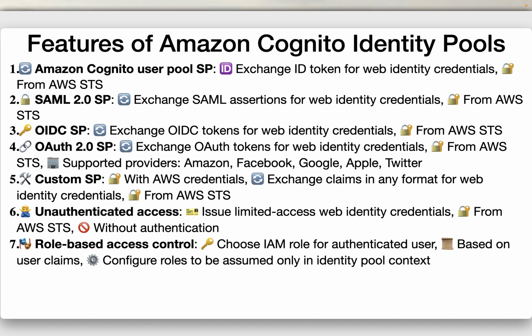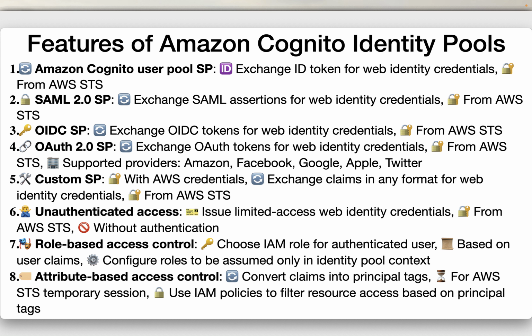Role-based access control: choose an IAM role for your authenticated user based on their claims and configure your roles to only be assumed in the context of your identity pool. Attribute-based access control: convert claims into principal tags for your AWS STS temporary session and use IAM policies to filter resource access based on principal tags.